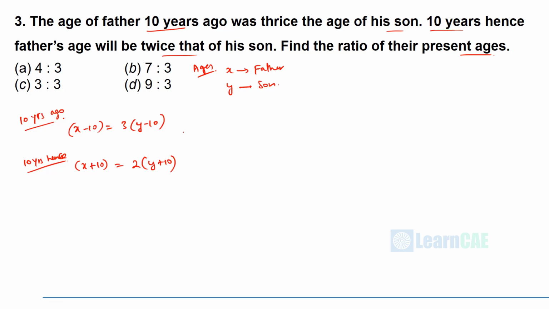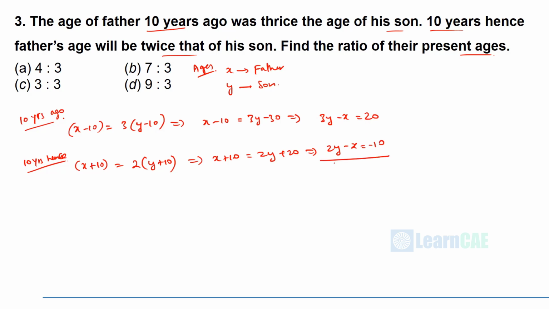Now we have to solve these two equations. The first equation, when we rearrange, it will be X minus 10 is equal to 3Y minus 30. Again it will be 3Y minus X is equal to 20. Next, this will be X plus 10 is equal to 2Y plus 20, which implies 2Y minus X is equal to minus 10. Now we shall subtract them. When we subtract, 3Y minus 2Y will be Y.